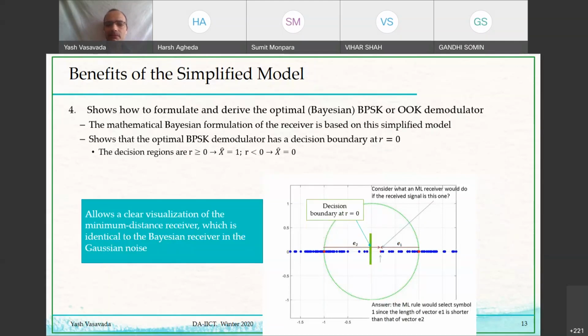And using this, again, we can say that anytime the blue point is on the right-hand side of the green line, the decision boundary, which is r equals 0, that blue point is obviously going to be closer to this red point compared to that red.